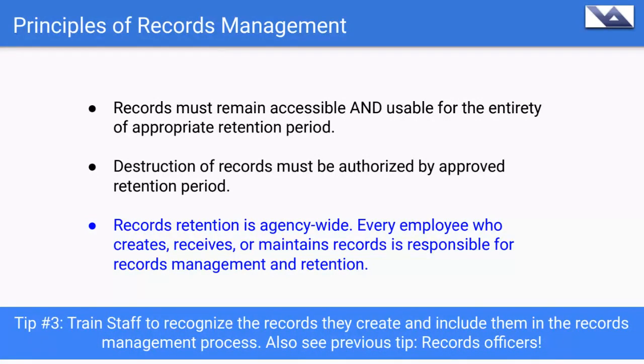Again, if records are kept past their approved retention, they are still going to be subject to open records laws. So destruction of records should not occur before the approved retention has been met, but if you need to keep them longer, if they're useful, there's nothing that says you have to keep them only for that retention period. As long as they're kept for the retention period, it's up to your discretion how much longer you keep them. So then this third bullet is that records retention is going to be agency-wide.